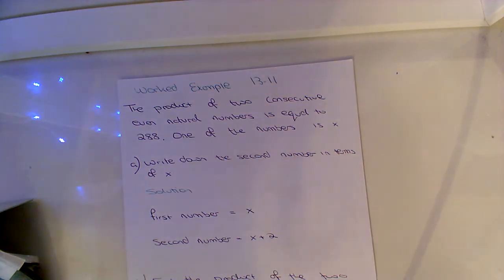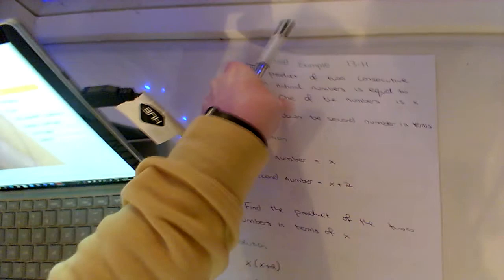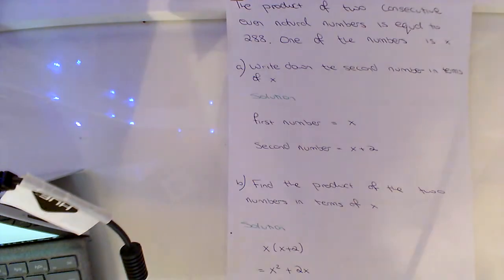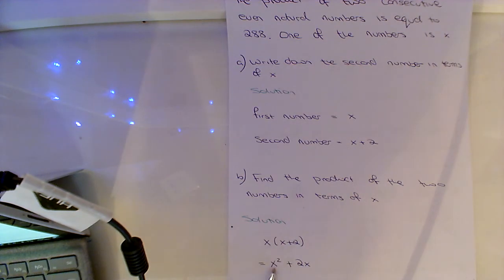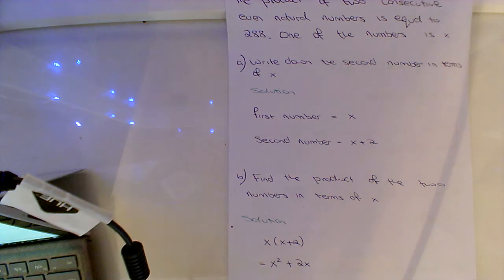Part B says find the product of the two numbers in terms of x. As I said earlier, product means to multiply. So I'm multiplying my two numbers. So I have x bracket x plus 2. x times x is x squared, x times 2 is 2x.